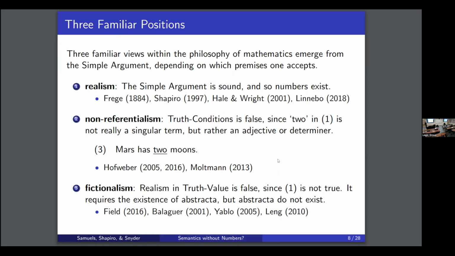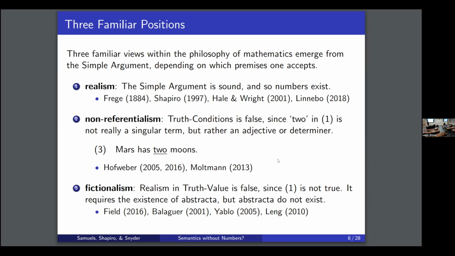Yeah, we get 3 different views, familiar views from the philosophy of mathematics, depending on which premise in this argument you accept, or which premises. So realism, again, that's just the view that numbers exist. Most realists would just accept the argument as sound. Both the premises are true, the argument is valid, hence we have to accept the conclusion. So numbers exist. There have been lots and lots of different versions of realism. For our purposes here, that doesn't really matter.